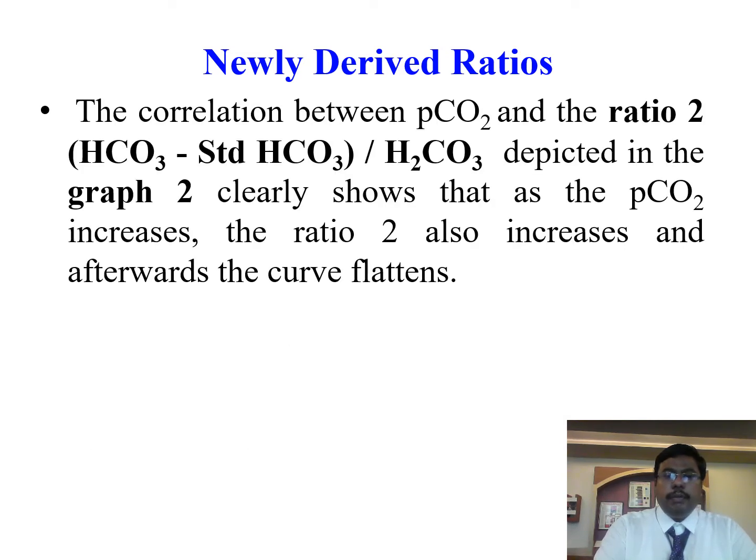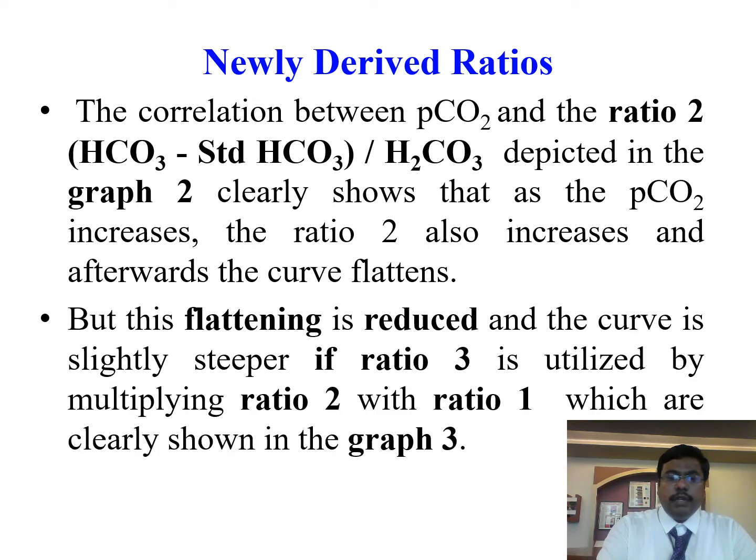The correlation between PCO2 and the ratio 2 depicted in graph 2 clearly shows that as the PCO2 increases, the ratio 2 also increases, and afterwards the curve flattens. But this flattening is reduced and the curve is slightly steeper if ratio 3 is utilized. Ratio 3 is obtained by multiplying ratio 2 with ratio 1, which are clearly shown in graph 3.